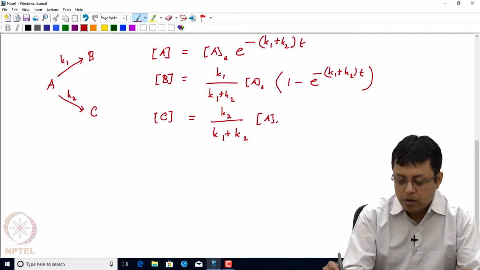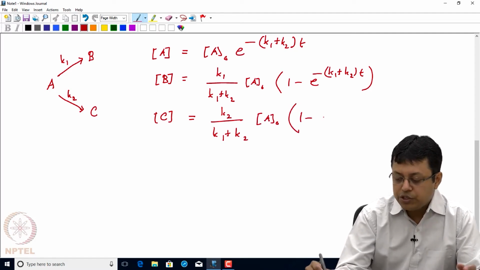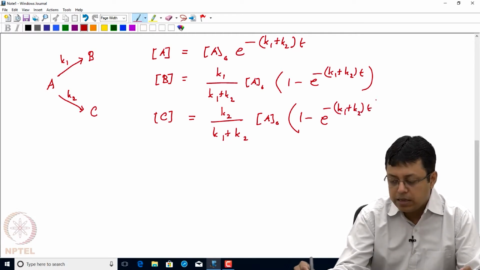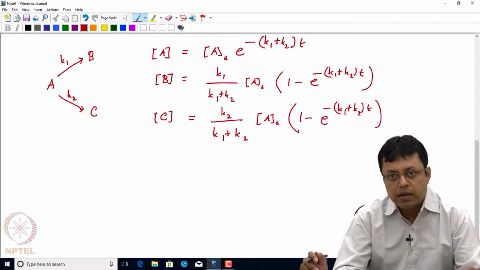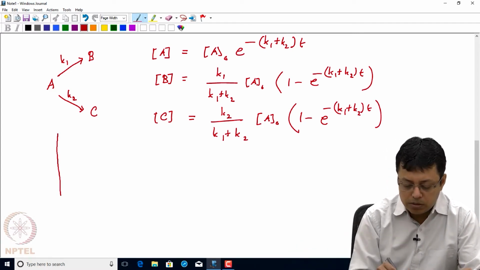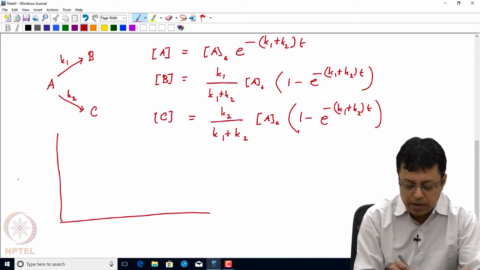Instead of k1 here I will have k2 in the denominator, and everything else is just like the equation for B. So the assumption, or the initial condition, was that only A was present, and the concentration at time 0 for A was A0, and the concentration at time 0 for B and C was 0. Now if I plot these concentrations, A, B or C, versus time, the profile for A is pretty straightforward.